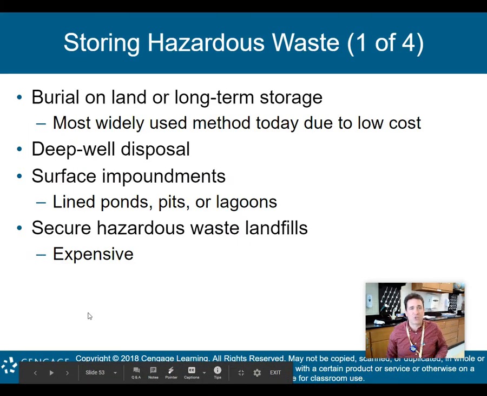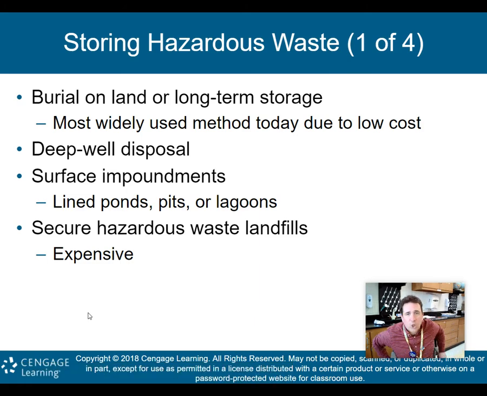All right, storing hazardous waste. Burial on land or in long-term storage is right now the most widely used method today, due to its low cost and the fact that we've had landfills around for many generations. There's something called deep well disposal, where we put hazardous waste way down into deep wells, seal the wells, and then hope for the best.